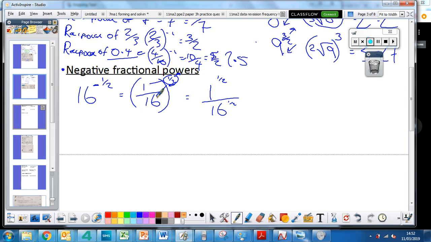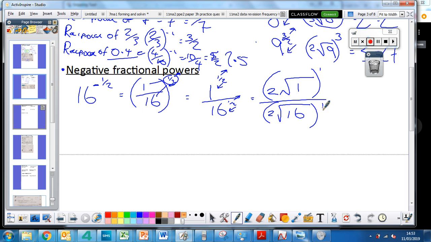This fractional power, remember, the denominator comes down, the numerator goes up. So here we're talking about the square root of 1 to the power 1. And on the bottom we're talking about the square root of 16 to the power 1. For the numerator, we know the square root of 1 is 1, and 1 to the power 1 is 1. For the denominator, we know the square root of 16 is 4, and 4 to the power 1 is 4. So we get the final answer.